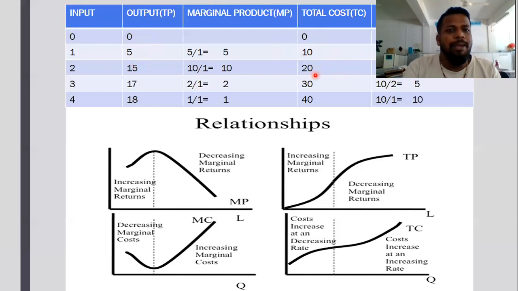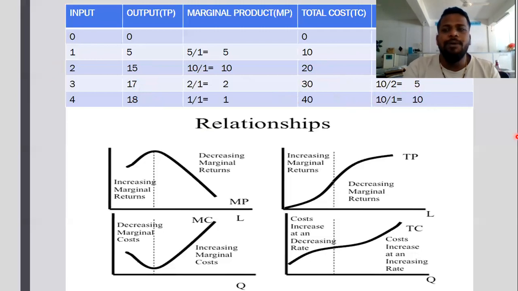Then again I employed one more labor, and changes in output is 10. So changes in cost is 10 divided by output change of 10. So marginal cost is 1. Then changes in output is only 2, but changes in cost is still 10. So 10 divided by 2, that is 5. Then changes in output is just 1 only, and changes in cost is 10. So 10 divided by 1, that is equal to 10.